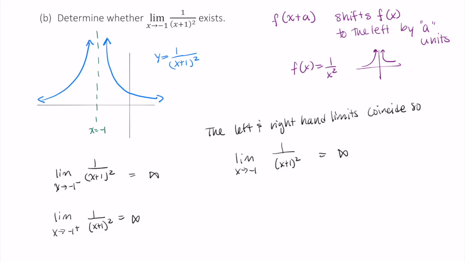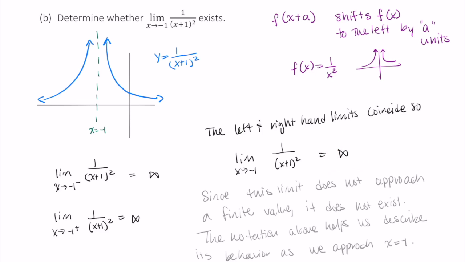but we are not saying the limit actually exists. In fact, this is one way for a limit not to exist, since in order for a limit to exist, we need it to actually approach some finite value. So again, this limit does not actually approach a finite value, so it does not exist, but the notation helps us describe the behavior as we approach x equals negative 1.